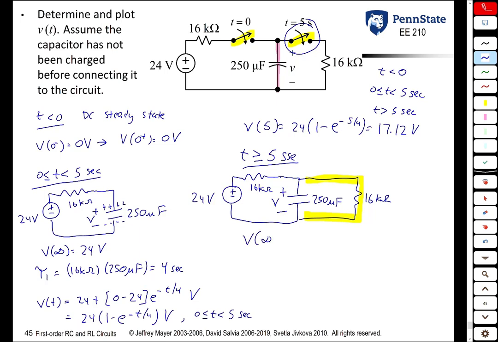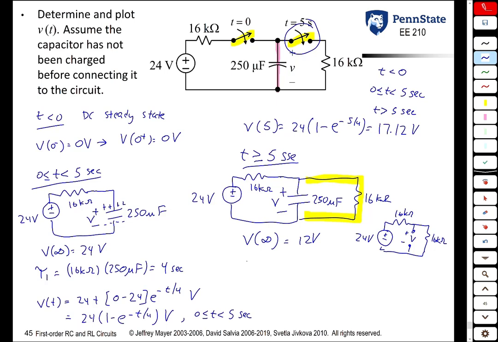So V of infinity now, we're going to see, is 12 volts. How do we get that? 24 volts, 16K, 16K, and the capacitor eventually looks like an open circuit again. So from voltage division, V of infinity is actually 12 volts.